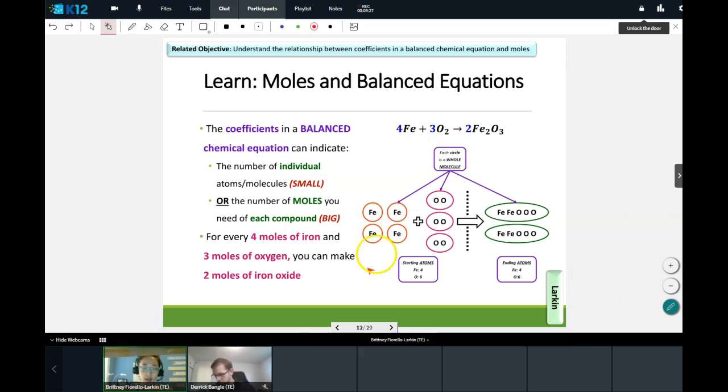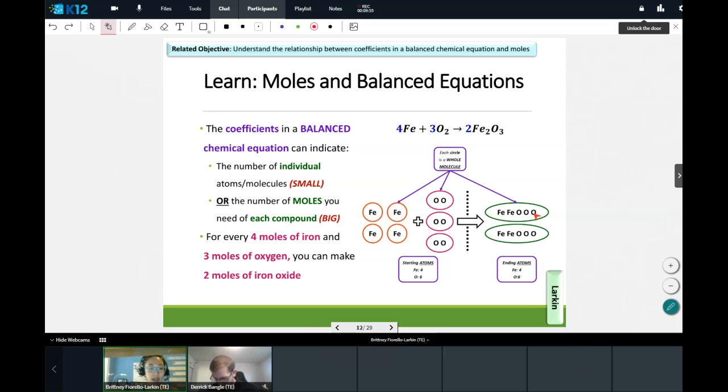Taking a look here, it could say literally, I need 4 atoms of iron and 3 molecules of oxygen, O2, to make 2 molecules of iron oxide, Fe2O3. Now, those are really tiny. You can't see those. Smiley face emojis in the chat if that makes sense. So you can use it to talk about individual atoms or molecules that are so tiny that you and I cannot see them. Excellent. Smiley emojis if you understand.